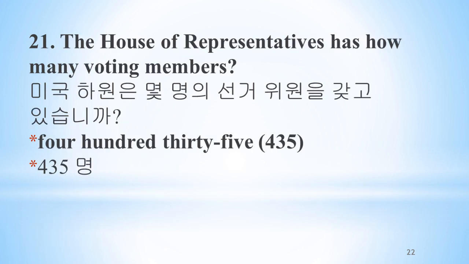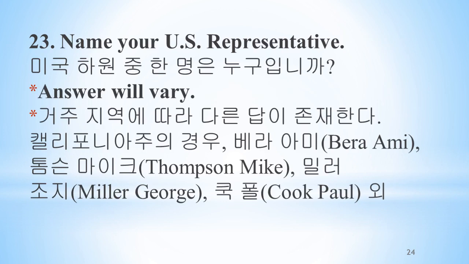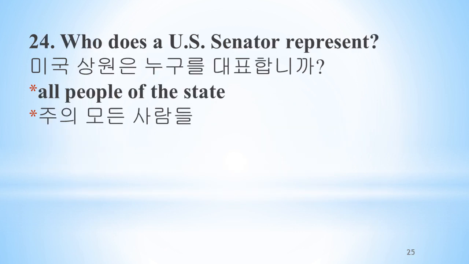The House of Representatives has how many voting members? 435. We elect a U.S. representative for how many years? 2. Name your U.S. representative. Answer will vary. Who does a U.S. senator represent? All people of the state.